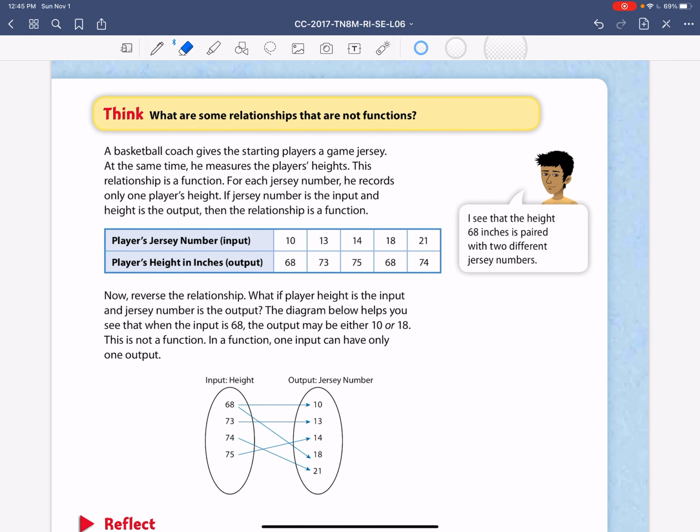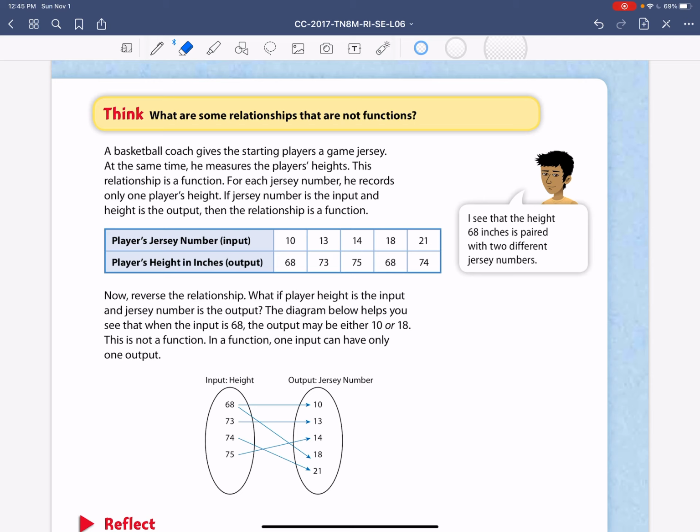Think. What are some relationships that are not functions? A basketball coach gives the starting players a game jersey. At the time, he measures the players' heights. The relationship is a function. For each jersey number, he records only one player's height. If jersey number is the input and height is the output, then the relationship is a function. So we have jersey number 10, height 68. Jersey number 13, height 73, and so on.